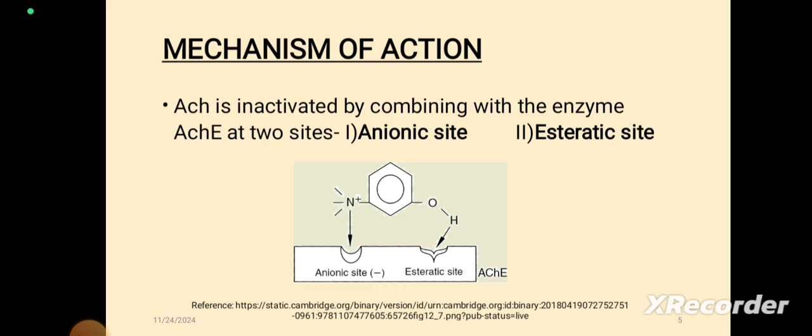In that there are two types of sites. One is the anionic site that you can see as crescent moon shaped, and the other one is the esteratic site that can be seen as curly braces shaped. So the acetylcholine, in the benzene ring shape, has nitrogen N positive which reacts with the anionic site, and OH reacts with the esteratic site. So this is how ACH is inactivated by the enzyme acetylcholinesterase.